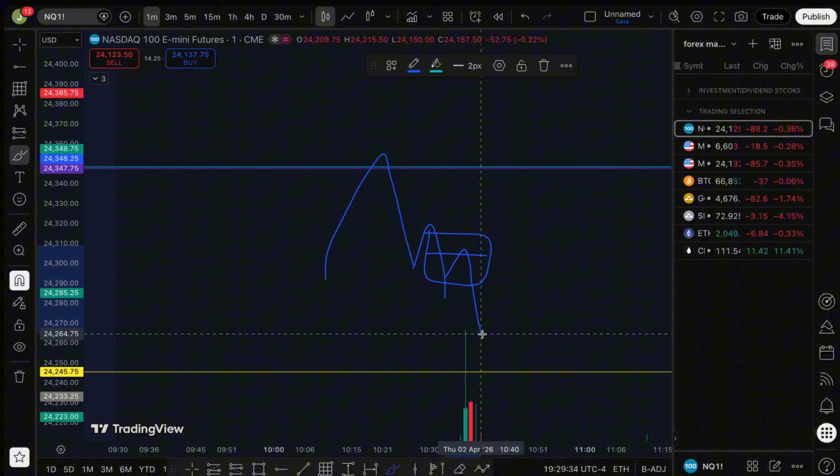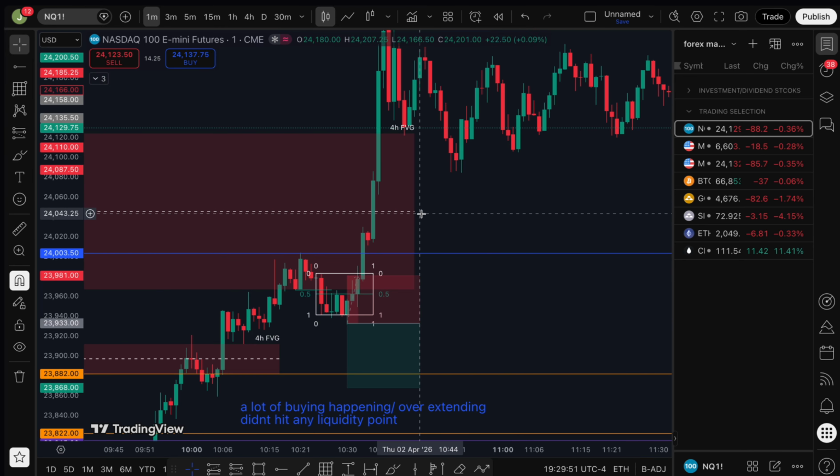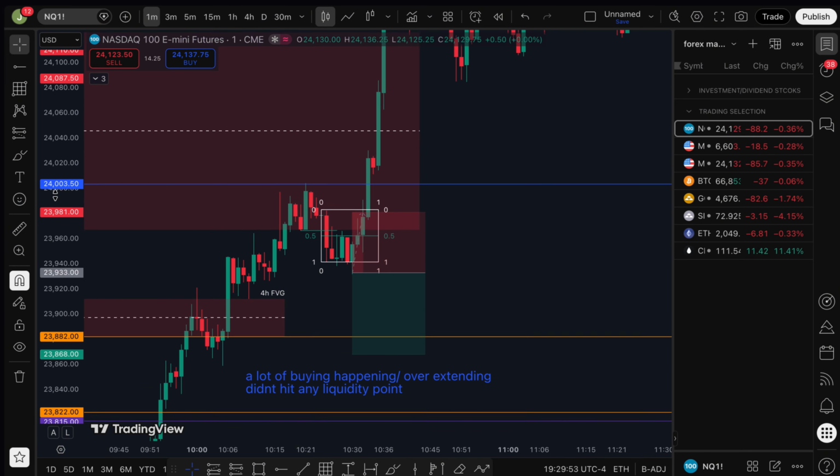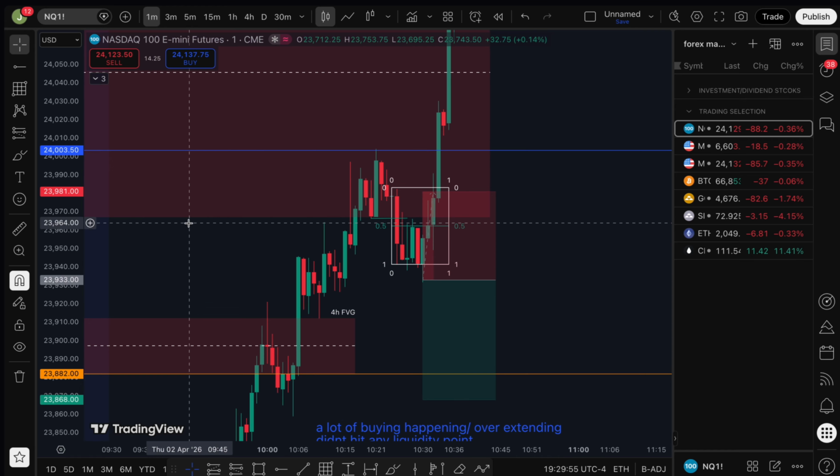This big candle was because of Trump. Trump tweeted literally on this candle, I'm pretty sure, which kind of cooked me. He tweeted, and then look what happened. Boom. Just awfulness. So I was very unlucky, but I shouldn't have taken this trade anyways because there was no liquidity.